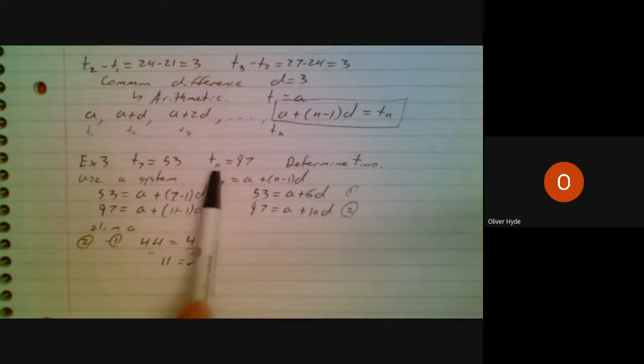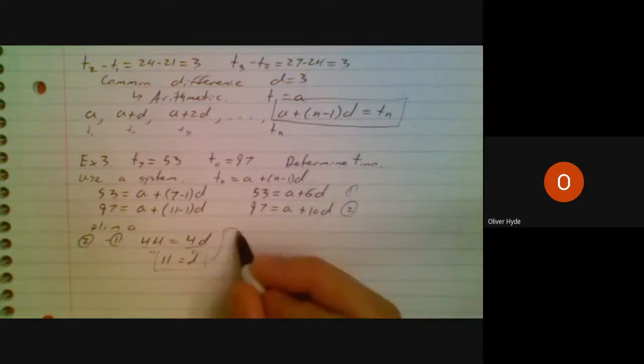Now this is where some students will say, couldn't I just do 97 minus 53 and divide that by 11 minus 7? Well, that's exactly what I've done. The difference is that I'm showing why that works. Sometimes students think that there's like a slope formula here. These discrete functions don't really have slopes because they're not continuous relationships. Okay? Practice using a system.